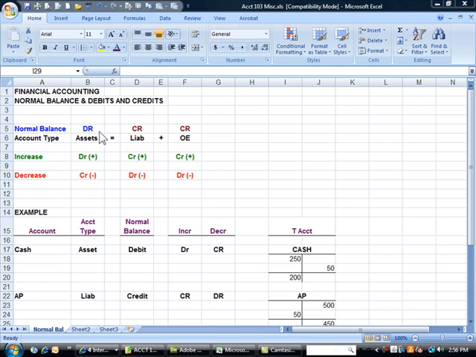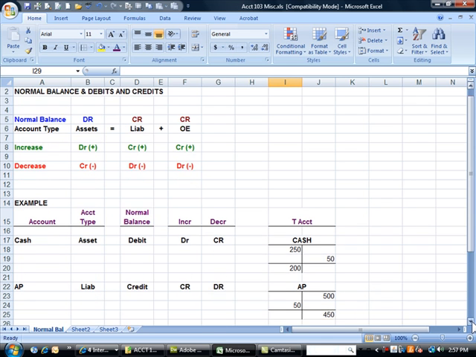So if an asset's normal balance is a debit, the debit will increase it and the credit will decrease it. If a liability has a normal balance of a credit, a credit will increase it and a debit will decrease it. And an owner's equity has a normal credit balance, so a credit will increase it and a debit will decrease it.